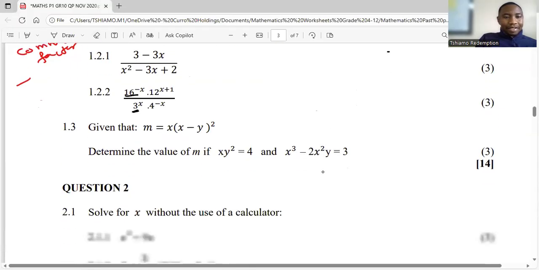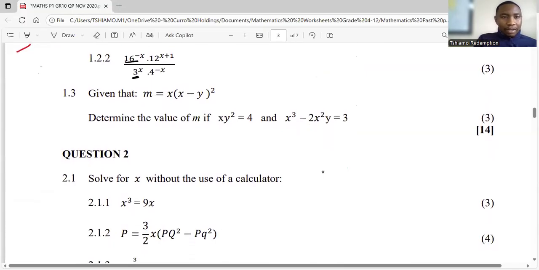Okay, let's look at this last question here. Given that m equals x into x minus y, this is what we're given. Determine the value of m. We want to know how much m is if we're given that, and then we're given this one. So how are we going to do such a question? The first thing, look at what is given and look at this 2.